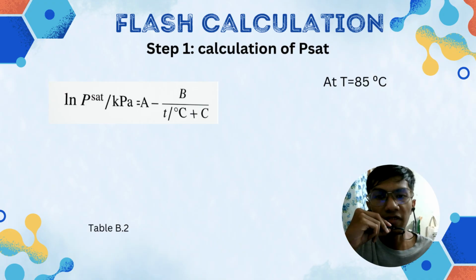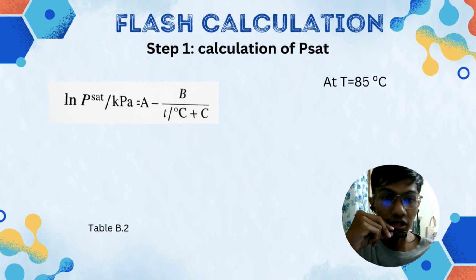For the next part is the flash calculation. In order to do the flash calculation, we need to determine the P saturated by using the Antoine equation. All of the constant values can be determined by using Table B2 in the textbook. And we define the temperature at 85 degrees Celsius, and we insert all the values, then we get the P saturated 1 and P saturated 2 for both components.